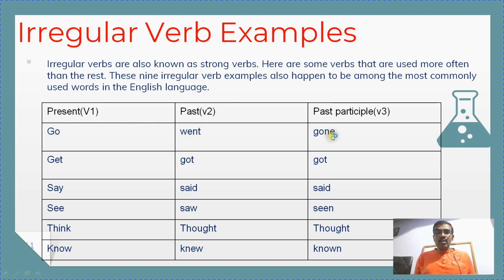Go, went, gone. Go is the V1, went is the V2 form and gone is the V3 form. These are irregular verbs. Regular verbs means we add ed, ied, or just d to the verb. Irregular verbs are the opposite of regular verbs. The remaining verbs other than regular verbs are called irregular verbs. These are the strong verbs, and they are most used in all cases. Go, went, gone; get, got; say, said; see, saw, seen; think, thought; know, knew, known.